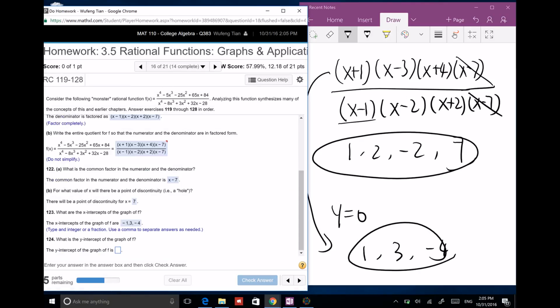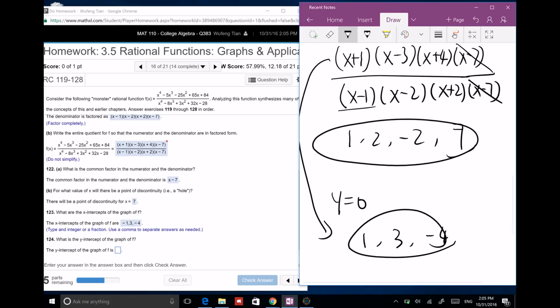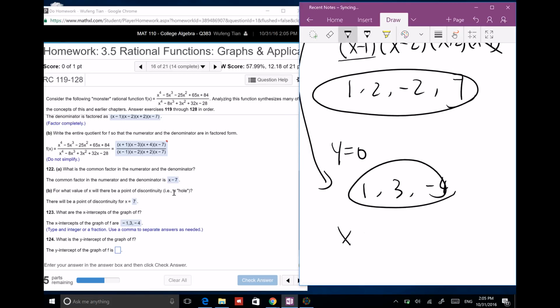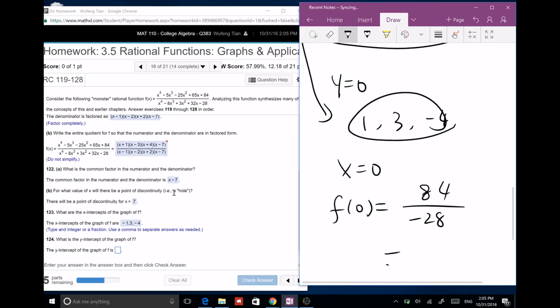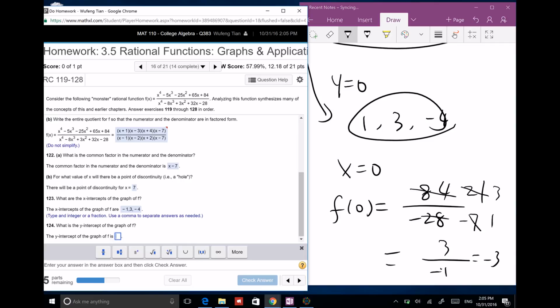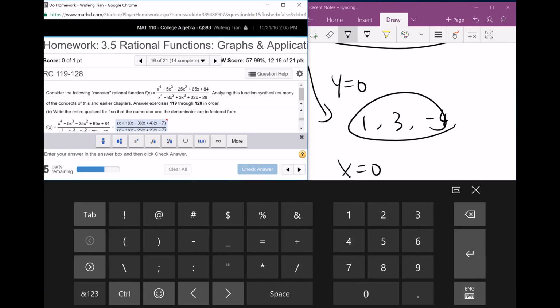Okay, what is the y-intercept? Y-intercept means x equals 0. Basically, plug x equals 0 into it. The y-intercept is f(0), where everything is 0 except the last two numbers. So simplified by 7, no, simplified by 4, my bad. 4 is 21, 4 is negative 7. Simplify again, so it's just 3 over 1. So it's 3 over negative 1 equals negative 3. Negative 3.